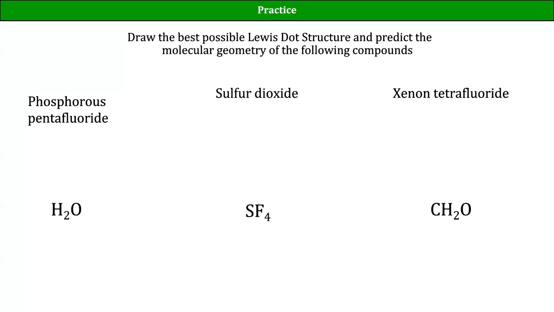Then what do we do? Start making bonds. We have a couple choices for the fluorines. We could put all five fluorines attached to the phosphorus, or we could have four fluorines attached to the phosphorus and put the other fluorine over here, or attach it to this one over here. We'll look at those in a minute. We're deciding between those two options.